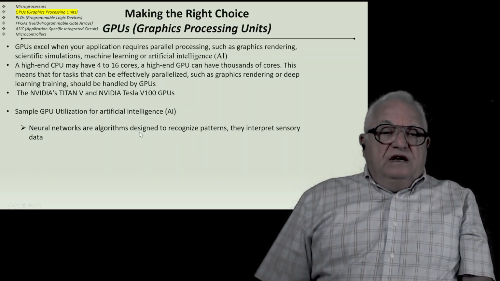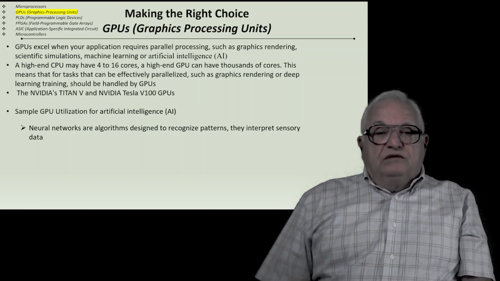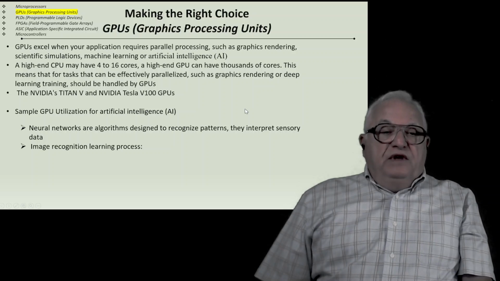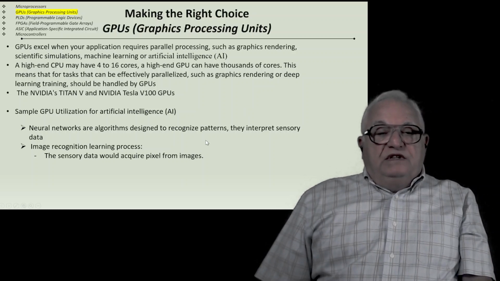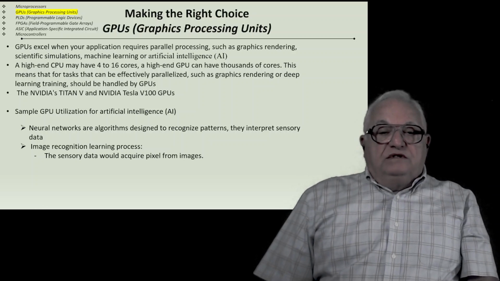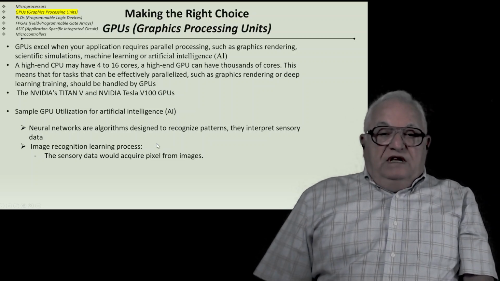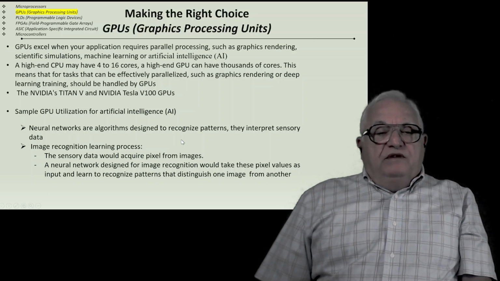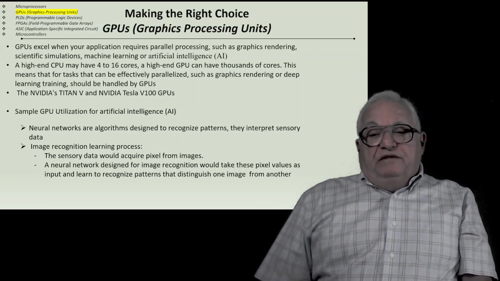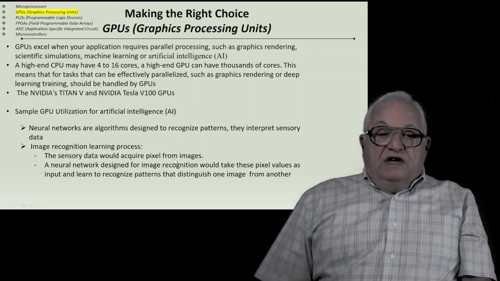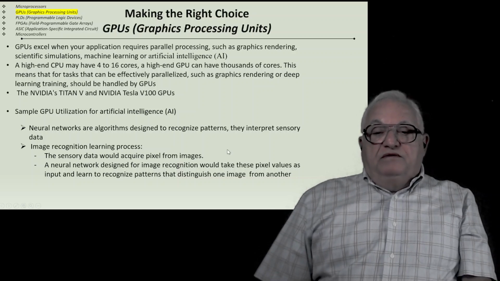I'll start with a definition. Neural networks are algorithms designed to recognize patterns. They interpret sensory data. So, for example, if we have an image recognition learning process, first the sensory data would acquire the pixels from the image. You have a camera that looks at the picture and acquires the pixels. Then the neural network designed for image recognition would take these pixel values as input and learn to recognize patterns that distinguish one image from another.